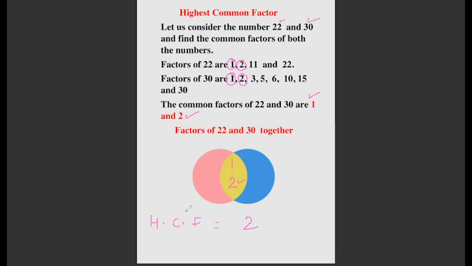So we will revise the steps once again. First, we will find the factors of one number and then we will find the factors of the other number. The next step is we will find the common factors of both the numbers. Then we will write the common factors, and whichever is the greatest factor, that is the HCF of these numbers. So let's move further.